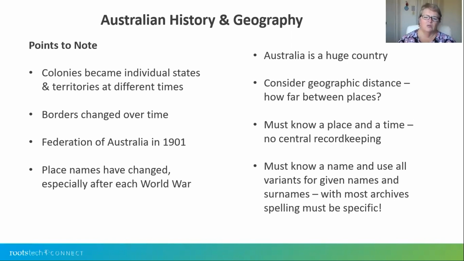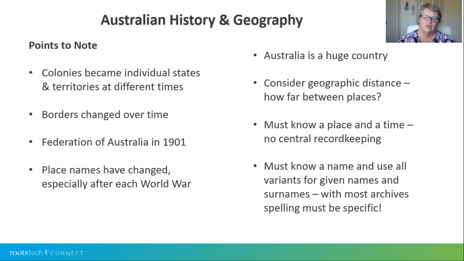You have to know that place and time because there's no central record keeping. All of the colonies had their own records, and most of those records went into the states as well. And there is no central record keeping except for things like naturalizations and immigration to a certain extent and military. So we'll come through some of those records as we progress.